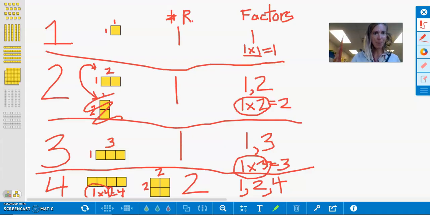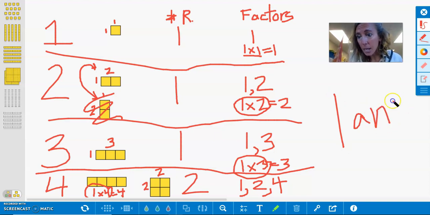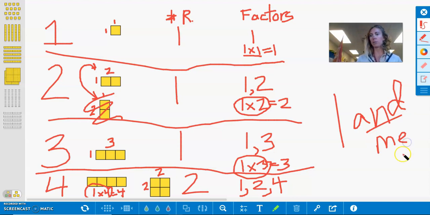So let's check it back. So prime, the only factors in a prime number are the numbers 1 and me. Who's me? Me? Math fairy? The factor has to be math fairy? What? No! The factor has to be the actual number.